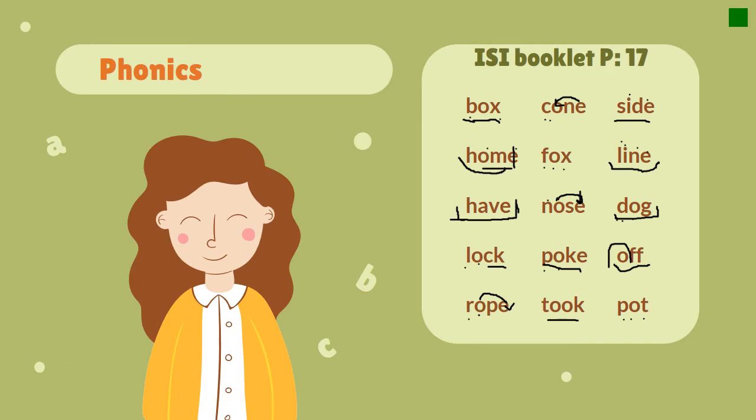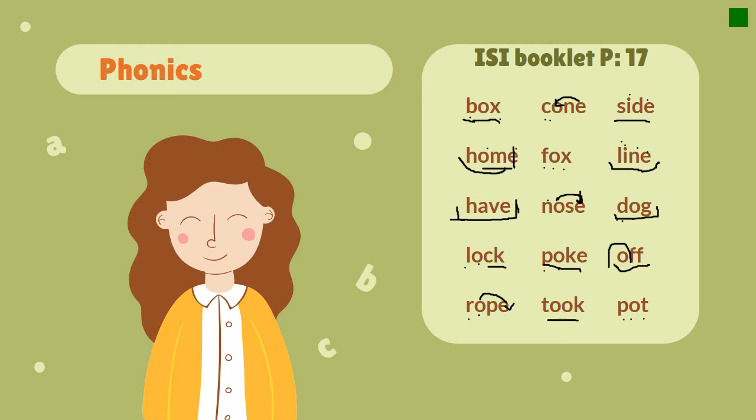Here we have the word have. It's not related to the short or long O sound. Have. This is how we write the word have. Here we have the word lock. L-O-C-K. Lock with the short O sound.